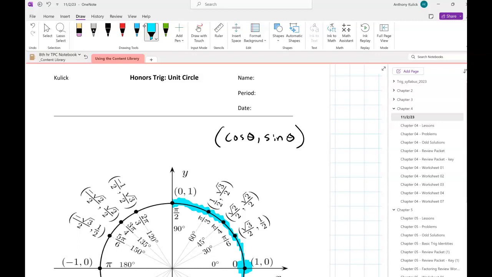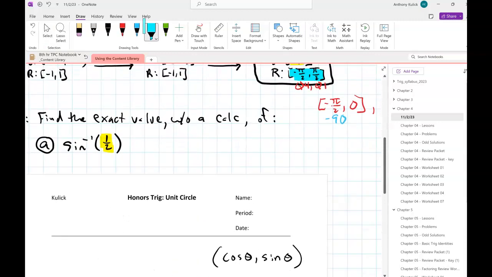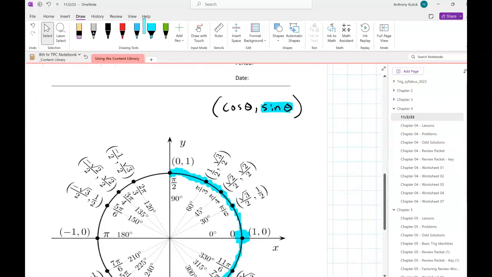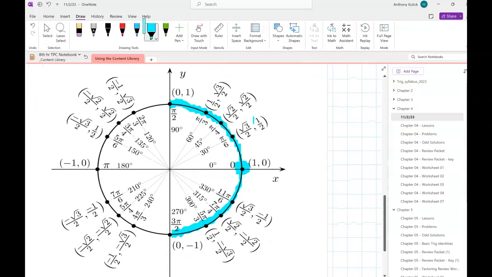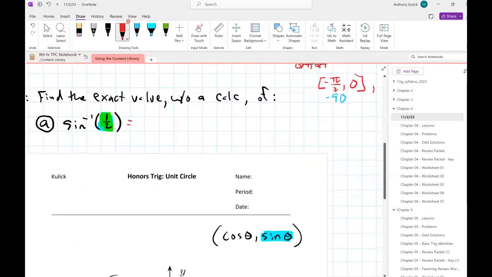Okay. So what are we going to do now? We're going to take 1/2 and we're going to look at the y coordinates in quadrants 1 and 4. So the only place that I see in quadrants 1 and 4 where the y coordinate is 1/2 is right there. The angle measure there is pi over 6. So this should equal pi over 6.